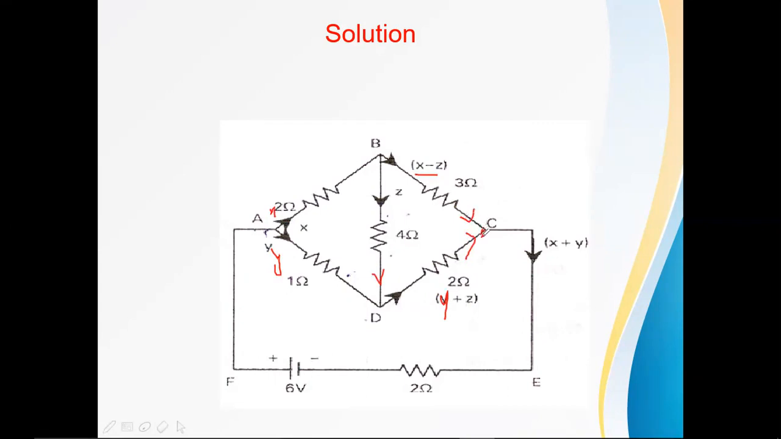If I look at the node C, there are two currents entering. One is X minus Z, and the other is Y plus Z. Adding these two currents, the Z cancels, and the current leaving the C node is X plus Y. So the name of this branch current is X plus Y. Like this, you need to assume the current directions. Instead of using X and Y, you can use I1, I2, and I3 also.